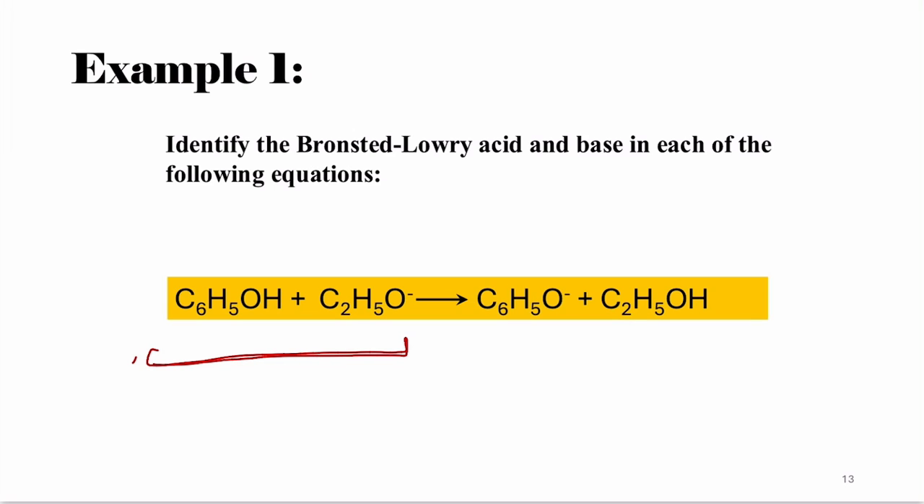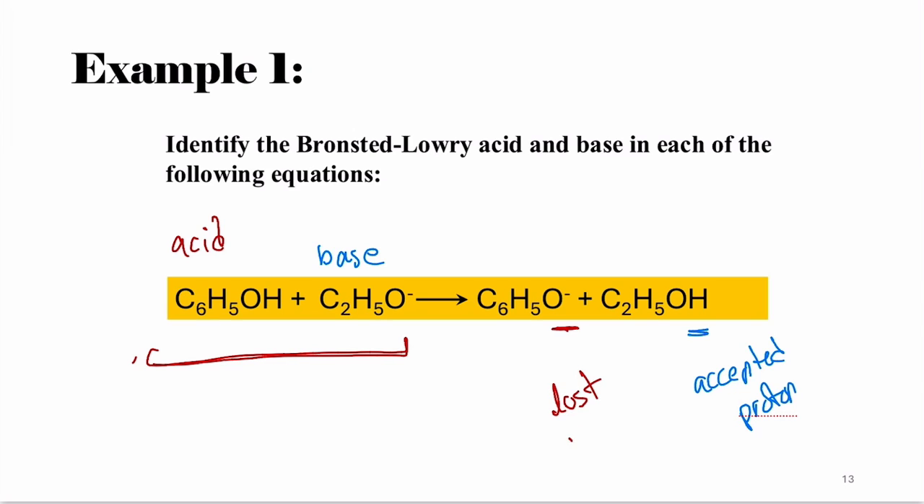Yep, it's our acid, and why is it our acid? It donates the proton, right? So on the right hand side, on the product side, we see it's lost its proton at this point. The C2H5 is then going to be our base because it has accepted the proton in this case, right? So here we accepted the proton, and here we lost the proton. Right? So this means that this was the donor and this was the acceptor molecule.